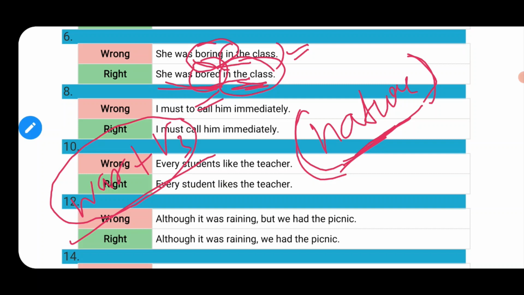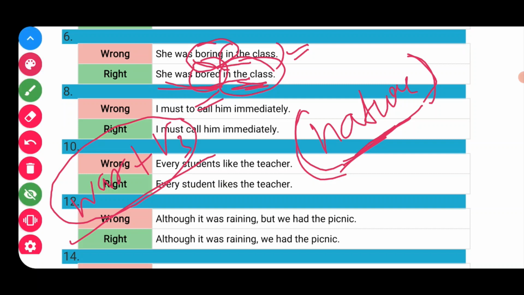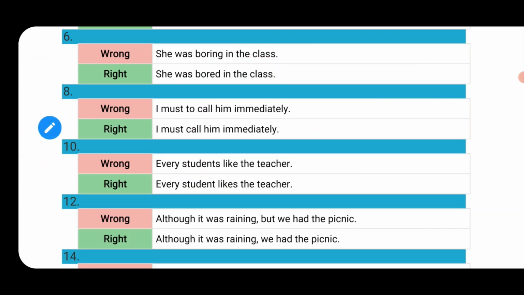Very common. Next one. Next sentence we have as, I must to call him immediately. I guess this is very common and you can easily spot the mistake, as we also have the answer over here that to is wrongly placed in the sentence.